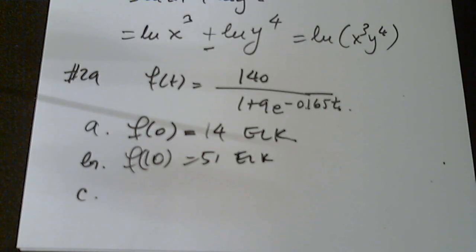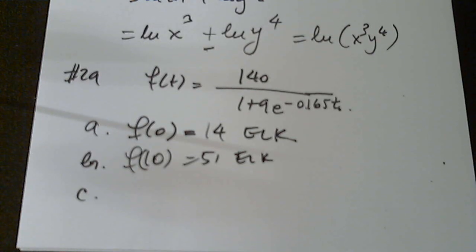Good, 51. So now let's see what they want. What is the limiting size of the elk population that the habitat will sustain? Which means as time goes by. So 10 years, let's try 50 years. Let's try 100 years. Let's try 200 years.